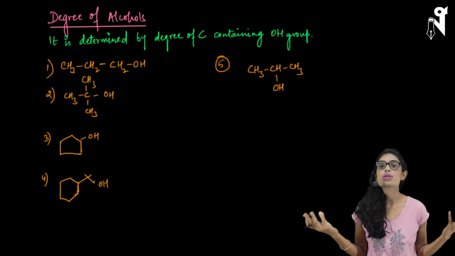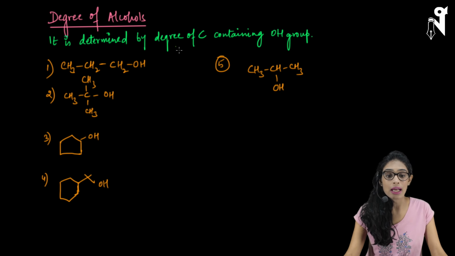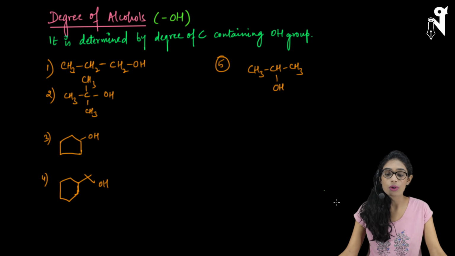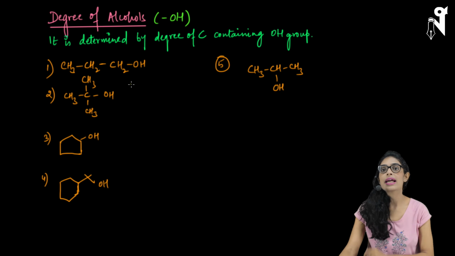Again, here there is no question of quaternary. What is the alcohol group? OH group is the alcohol group. So OH is the alcohol group we are talking about, and on which carbon this OH group is present will decide its degree.